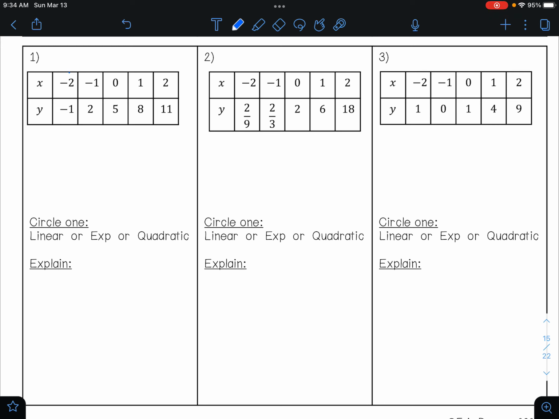So to go from -2 to -1, we add 1. From -1 to 0, we add 1. From 0 to 1, we add 1. And from 1 to 2, we add 1. So now that we've figured out our x's, let's go ahead and look at our y's.